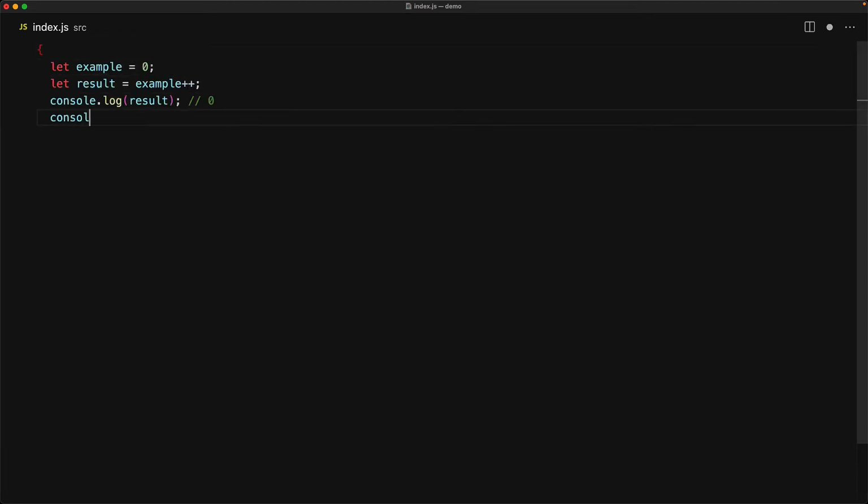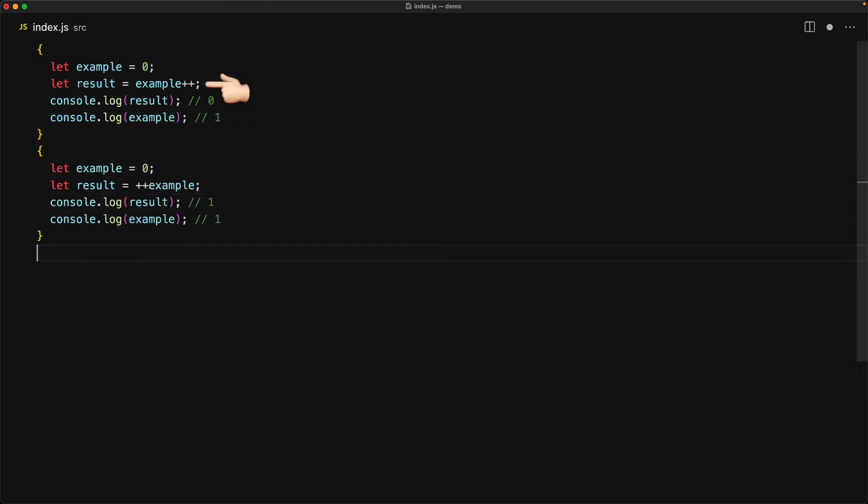an assignment expression. Here we have the same code written twice, but the first time we are using the postfix ++, and in the second example we are using the prefix ++. To understand the difference, focus on the terms post and pre. With post ++, the runtime returns the current value immediately, and post that we update the value of the variable. So the value that goes into the result is the original value, which is 0, and then example gets updated to the value of 1.